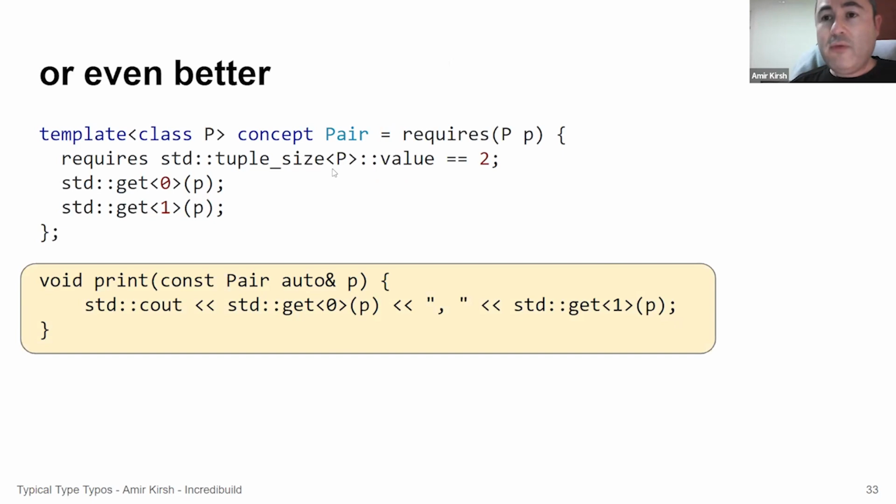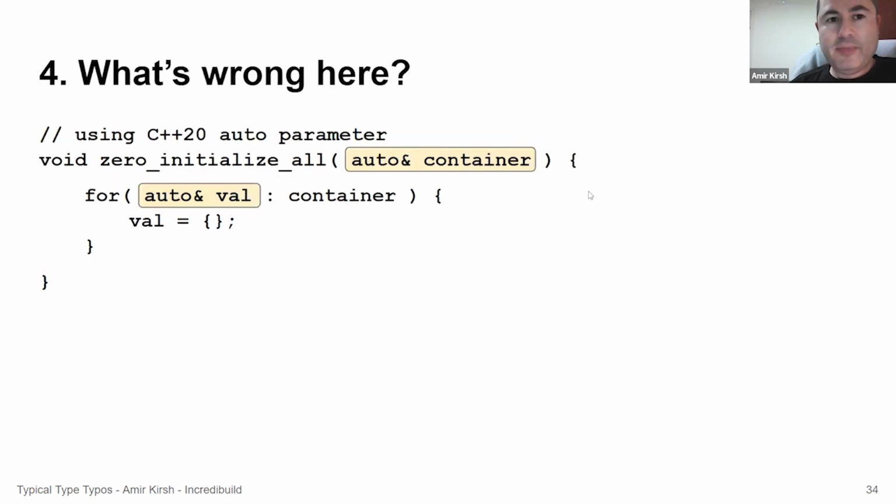I can do that by having a concept, which is a C++20 feature, for example a concept for pair, saying that a pair has a tuple size of value 2, and you should have a get for 0 and a get for 1. If these do not compile, it means that the type P is not a pair, a pair as we call it. We define here what we see as a pair. And now, instead of just auto, we get a constrained auto, which is some kind of constraint. Then we know that we got something that we can call get 0 and get 1. So this would be the proper design. Let's go for the next one.